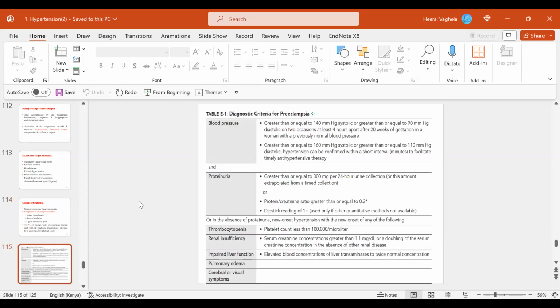Diagnosis is the same, where you measure blood pressure and see if there's proteinuria, which now means that there is preeclampsia or eclampsia. And of course, the other diagnostic criteria, like thrombocytopenia to see if there is this HELLP syndrome, liver enzymes, and renal insufficiency.